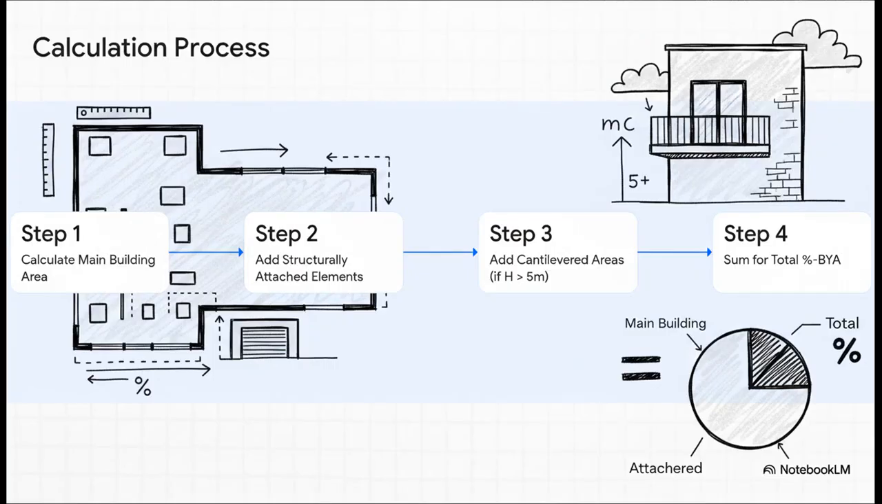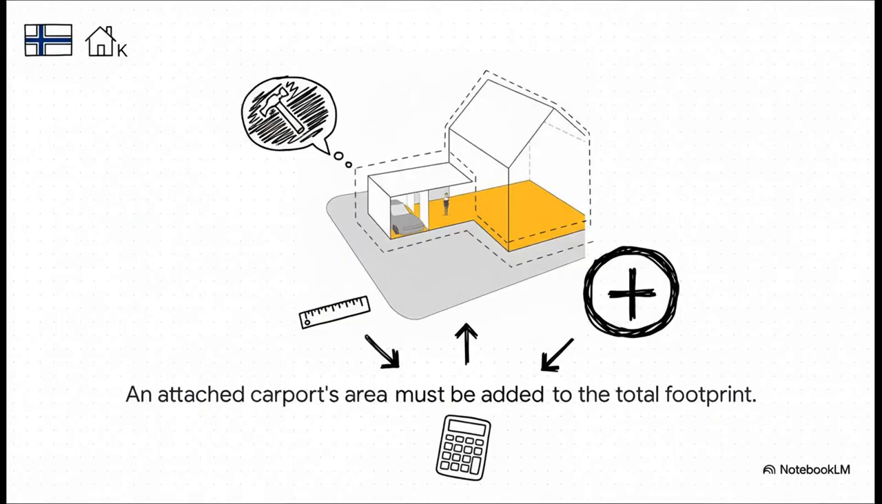So how do we stay within that 125 square meter budget? It's a pretty logical process. First, you calculate the main building's area. Easy enough. Then you add in anything that's structurally attached. After that, you've got to account for any of those cantilevered areas that are over 5 meters high. Then you just add it all up. And here's exactly how that second step plays out. If our design has this attached carport, we have to subtract its area from our 125 square meter budget. It's not just some accessory, it's a real part of the building's total footprint.